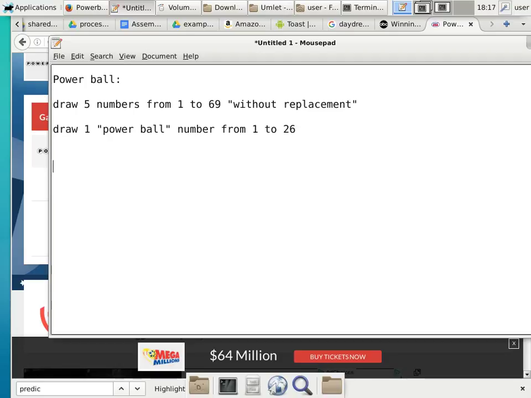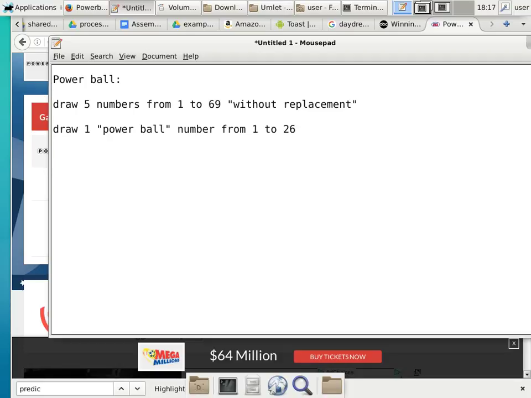And then after that, you put everything back in the cage. But you only put 1 to 26 back into the cage, and then you draw 1 single ball out of those 26, and that becomes your Powerball number. If you match all of the first 5 numbers and the Powerball number, then you win the jackpot. Is that okay? I believe that's the rule.